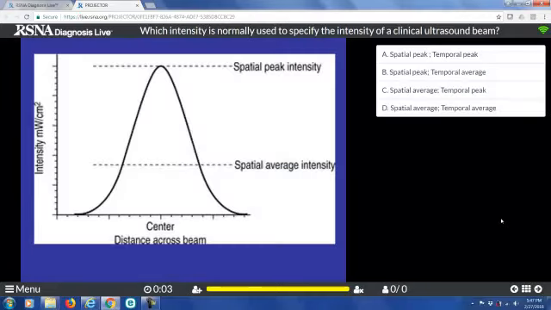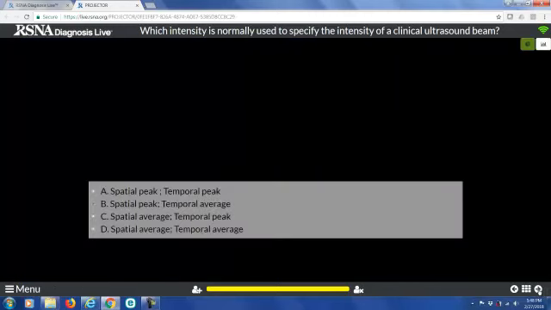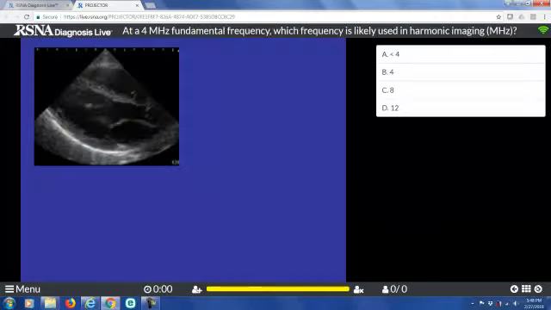Which intensity is normally used to specify the intensity of a clinical ultrasound beam? Is it the spatial peak? Is it the spatial average? Is it the temporal peak, or is it the temporal average? So here's the spatial peak, here's your spatial average, and you can do the same for time. Pause your videos. And the correct answer is spatial peak temporal average. Why? Because that is the best indicator of temperature rises, and that's one of the concerns that we might have in ultrasound imaging.